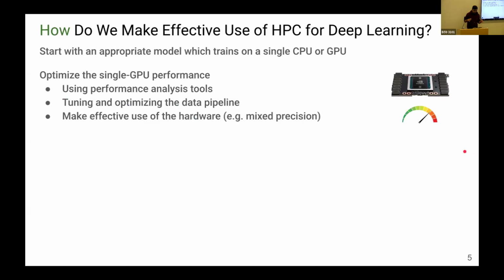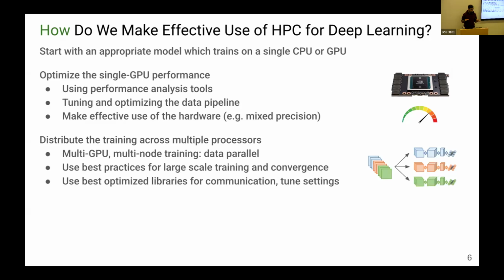So how do we do that? The basic strategy is you start with an appropriate model architecture, which trains on a single CPU or a single GPU. And then you would go and optimize the single GPU performance. So you would use performance analysis tools. You would make sure that you've tuned and optimized your data pipeline. And basically, you have to make sure that you're utilizing the underlying hardware as effectively as possible. So in our case, these are NVIDIA GPUs.